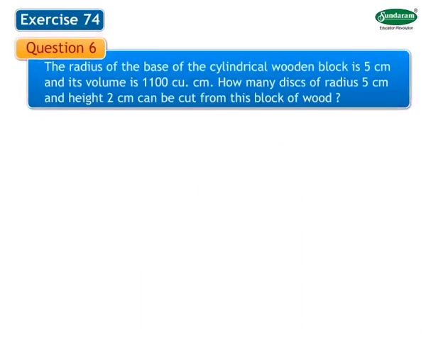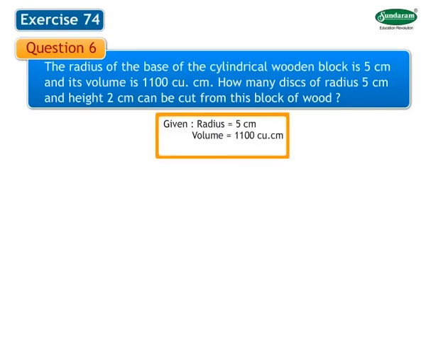6. The radius of the base of the cylindrical wooden block is 5 centimeter and its volume is 1,100 cubic centimeter. How many discs of radius 5 centimeter and height 2 centimeter can be cut from this block of wood? Given. Radius is equal to 5 centimeter. Volume is equal to 1,100 cubic centimeter.